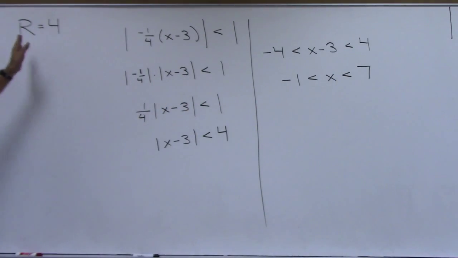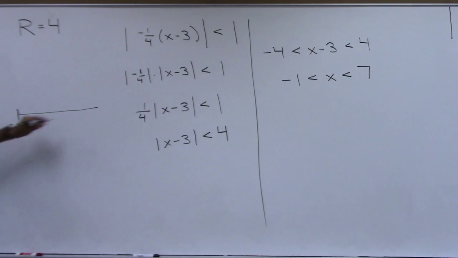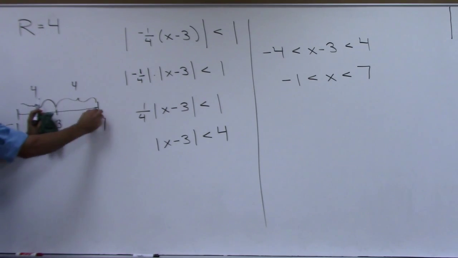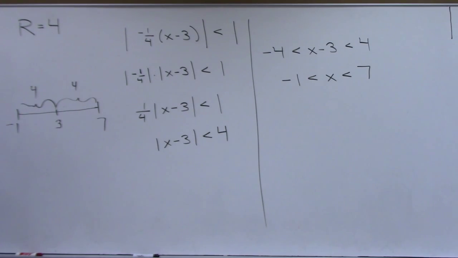See, I know how wide the interval of convergence is, right? I know the radius. I know that whatever my interval is, -1 and 7, what's right in the middle there? 3 is right in the middle. What's the distance from here to here? What's the distance from here to here? 4. So the radius of convergence is the distance from the center out in each direction. The question is, do we include the endpoint or not?